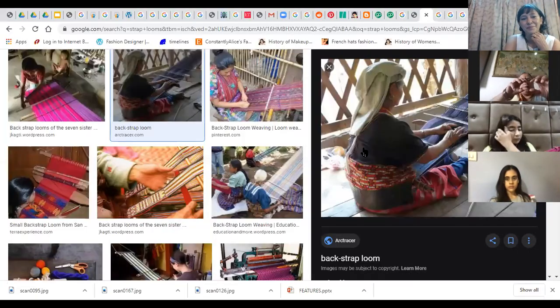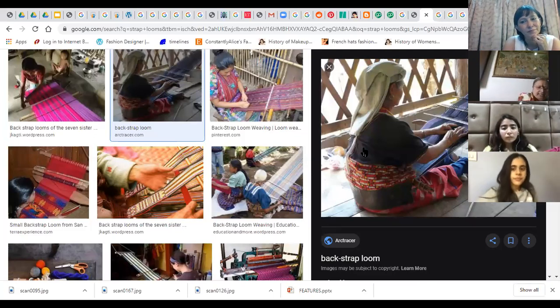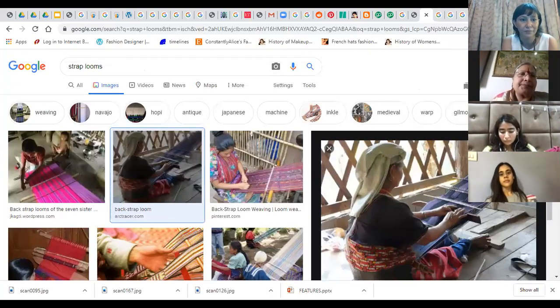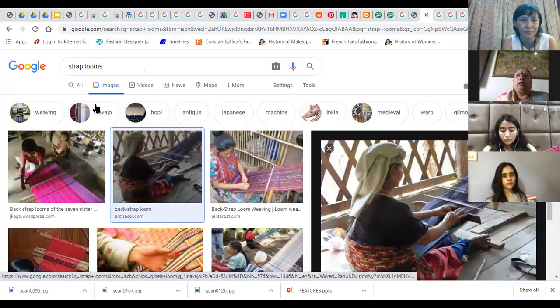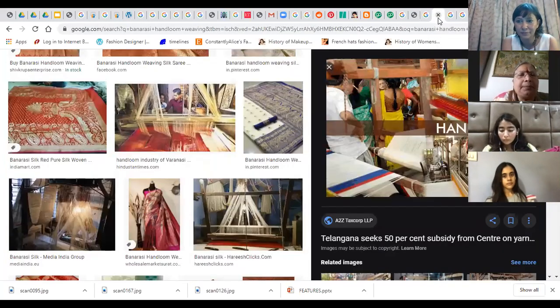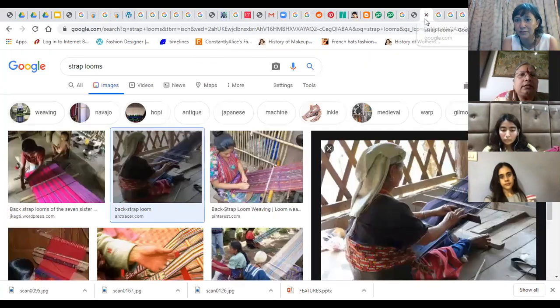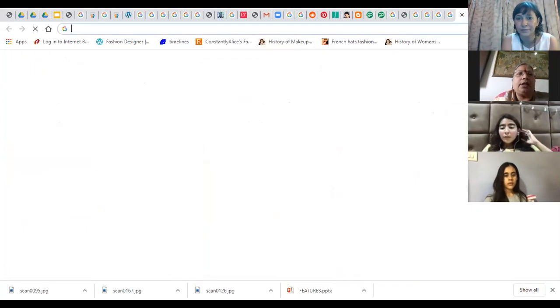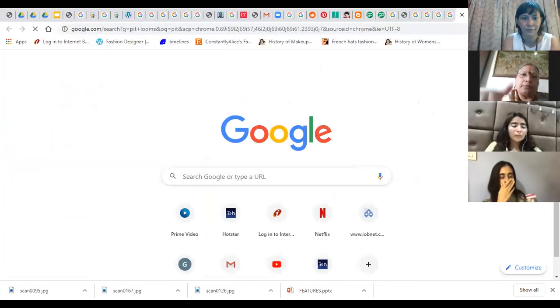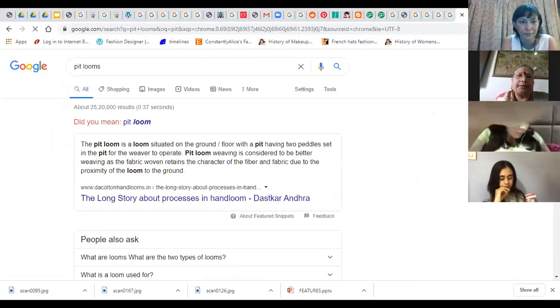There is a cloth beam. Okay, I need to explain the whole loom structure first, so that you understand what happens. Yes, ma'am. Can we go back to the pit loom, please? No, the pit loom. This is a back strap loom. I know. The pit loom which you are showing.